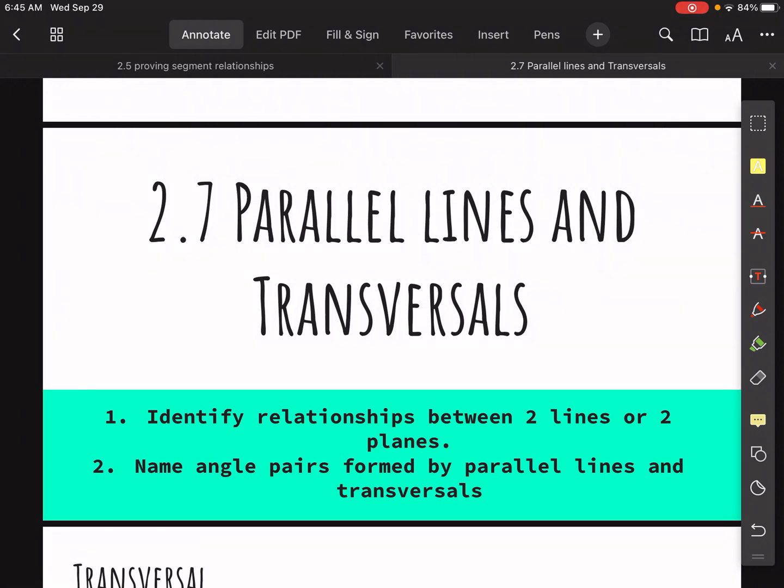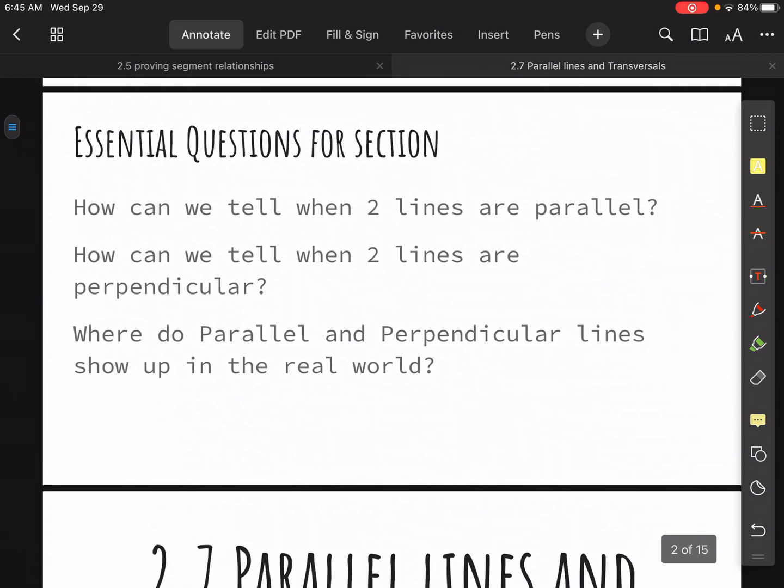All right, 2.7. Today we're going to get into parallel lines and transversals. So we're going to identify what those things are, and then we're going to identify some relationships that occur between them. So a couple of questions just to think about here before we get started.